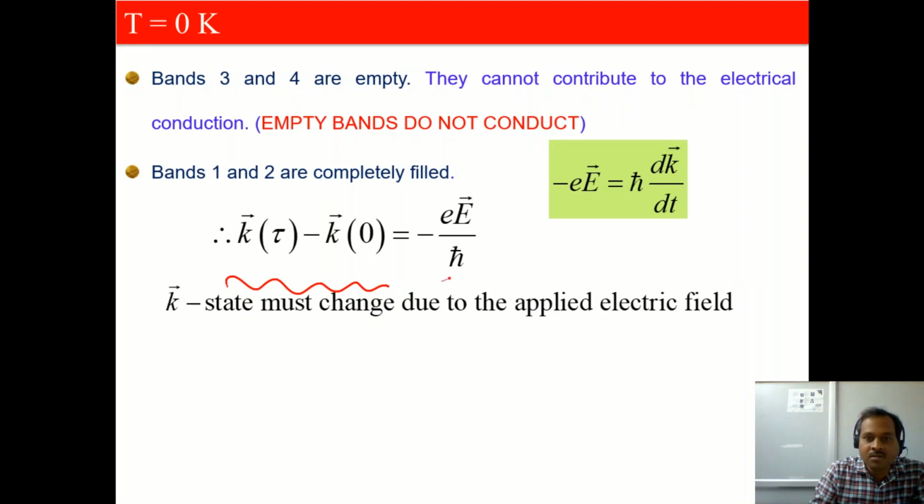For the conduction to take place, the k state or the electronic state must change upon the application of the electric field. But since there are no vacant states available, it is not possible for the electron to go from one k state to the other k state. Because of this reason, completely filled bands cannot conduct electricity. So fully or completely filled bands cannot conduct electricity.